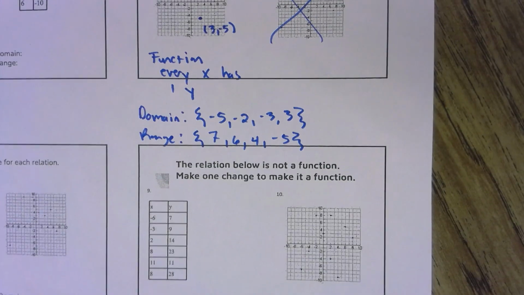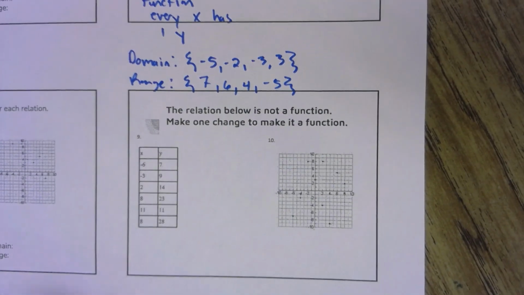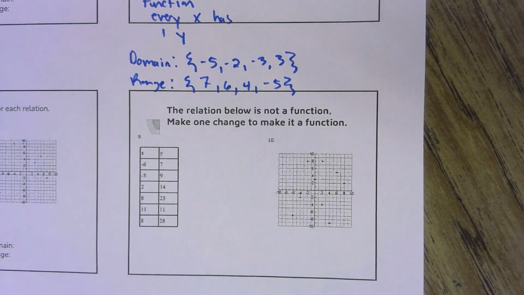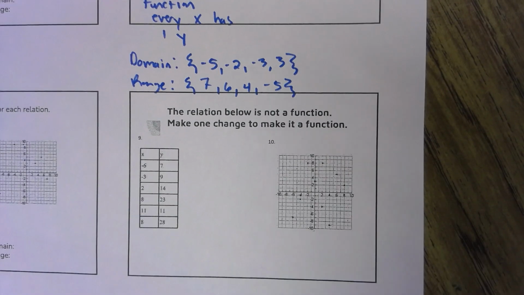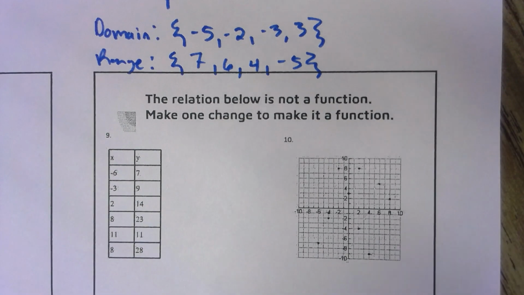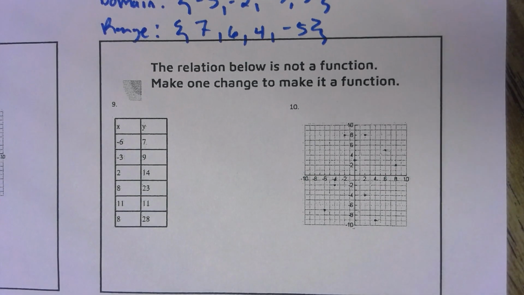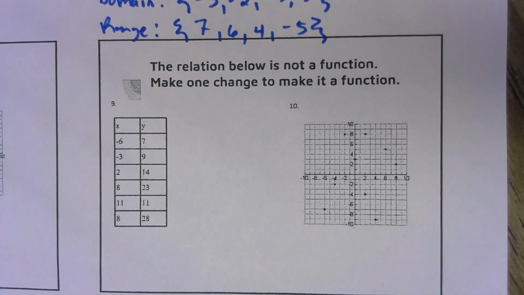Last thing I want us to do. Number 9, I really like this question here. Make one change to make it a function. I'm going to call on a group or two. What can you do to one of these numbers so that it becomes a function? And then 10, just tell me, is it a function or not? I know that one's kind of hard to see, but can you in your groups decide if 10 is a function or not? And if it's not, why is that the case? It's the last thing we'll do. I'll give you 1 minute.